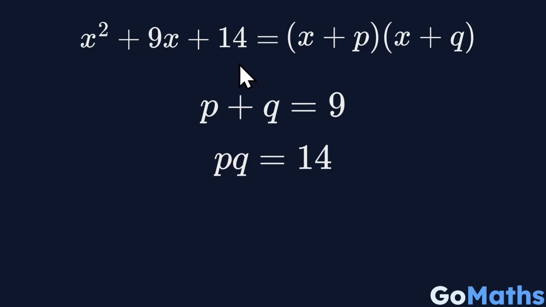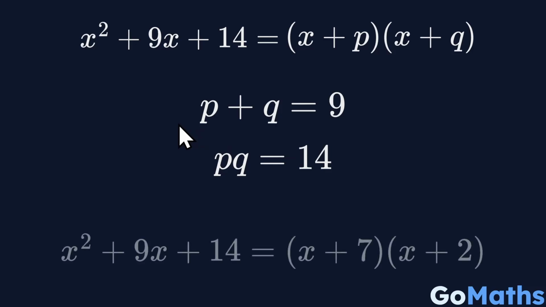So in order to figure out p and q from these two rules, it's easiest to start from the second rule here and to think about what factors 14 has. We could think about 14 and 1, but 14 and 1 don't add to 9. What about 7 and 2? Well, 7 plus 2 does equal 9, so therefore we found a p and q that are valid. So we can rewrite our quadratic in its factorized form, replacing p and q with 7 and 2.